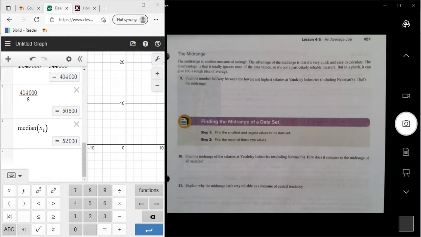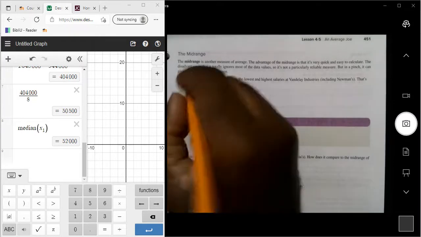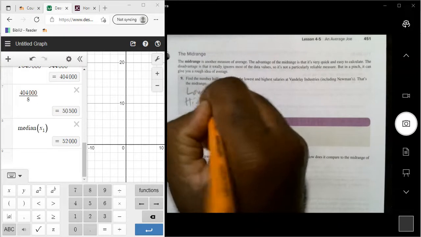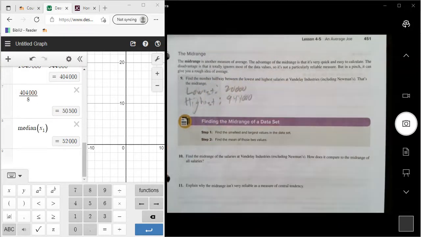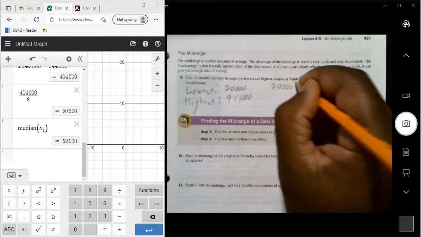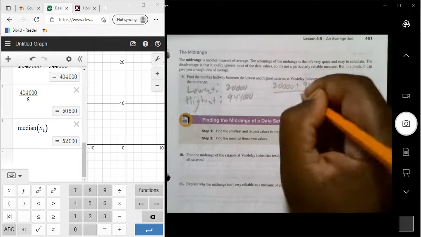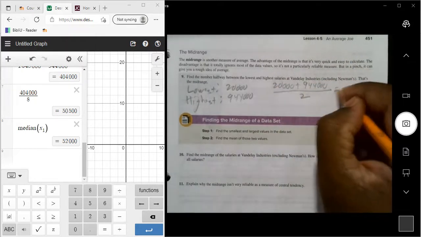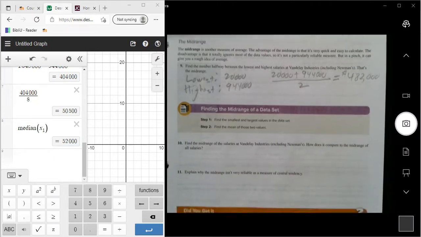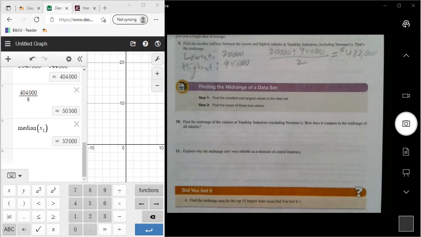Okay, so it's the number halfway between the lowest and the highest salary. So what you would do, you would list out the lowest salary, which happens to be 20,000, and then the highest salary, which is Newman, 944,000. Now, because it says it's halfway between, you would add these two values, the 20,000 and the 944,000, and divide it by 2. And when you divide these by 2, it'll give you 482,000. Now, we do have this definition here where it says find the mid-range of a data set. It says find the smallest and largest values in the data set. Find the mean of these two values.